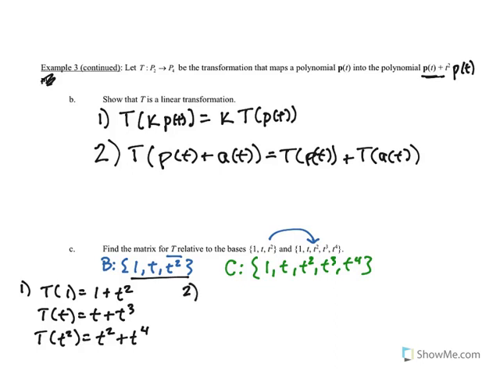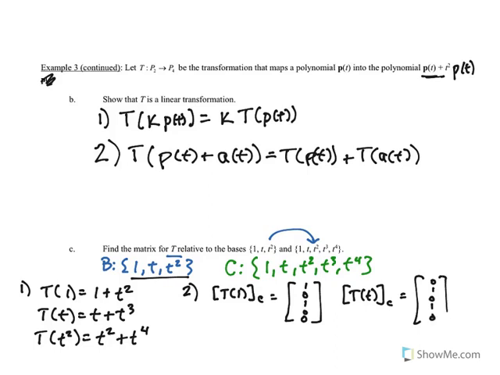Step 2, describe those transformed vectors in terms of the basis C. So T of 1 with respect to C is 1 for the constant, 0 for t, 1 for t squared, 0, 0. I'm going to run out of room. T of t with respect to basis C is 0, 1, 0, 1, 0. And T of t squared with respect to basis C is 0, 0, 1, 0, 1.